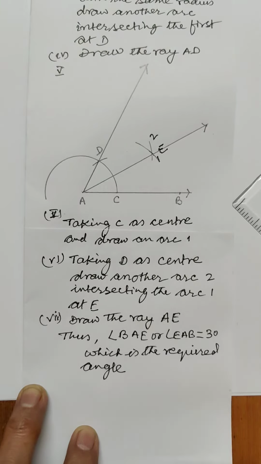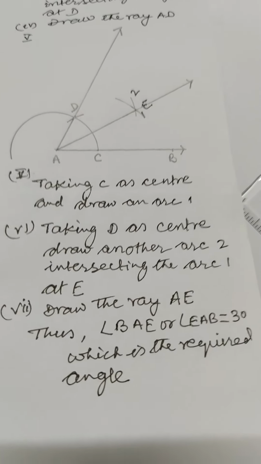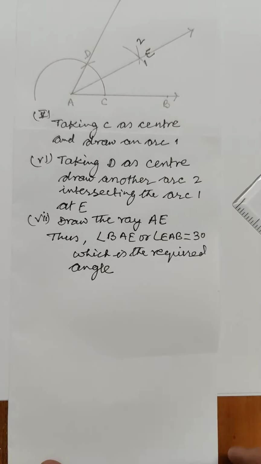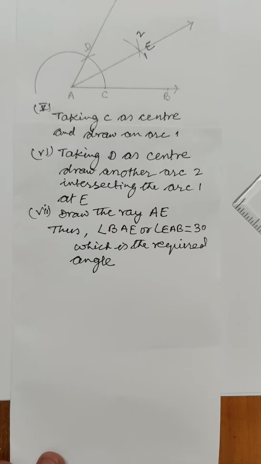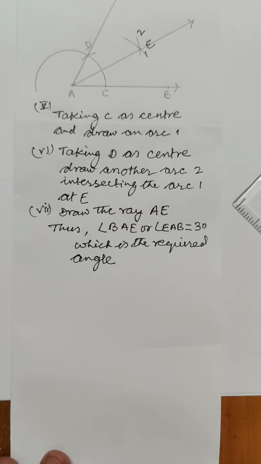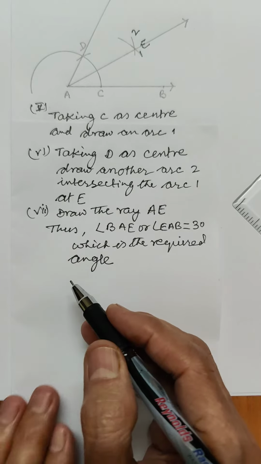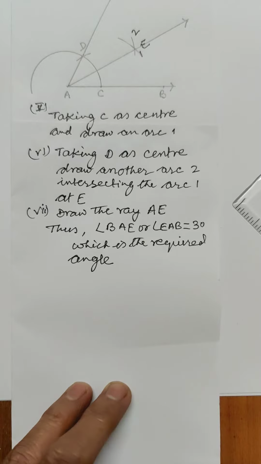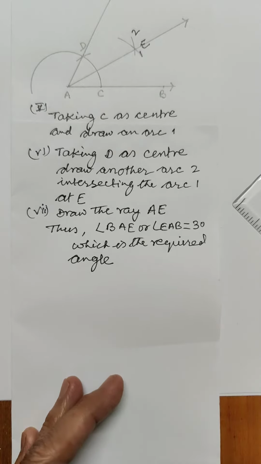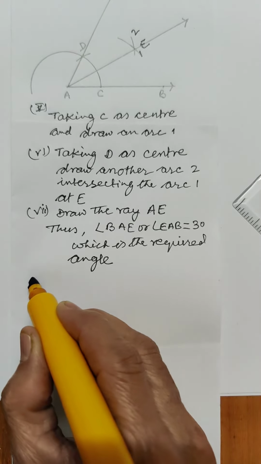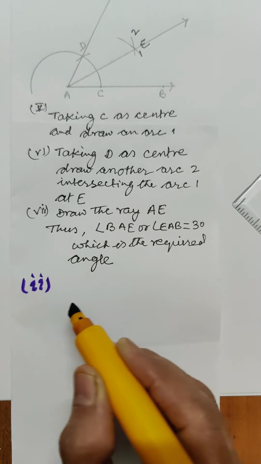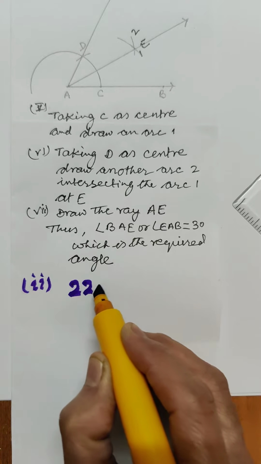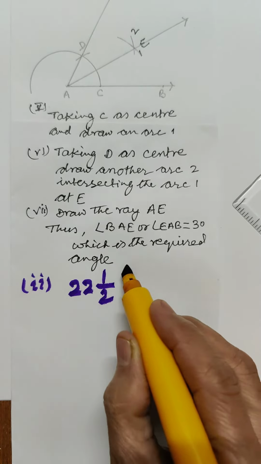For the second part of this question, second part is to draw an angle of 22.5 degree. This was in the examination of 2016 CBSE. Second part of question number 3. We have to draw an angle of 22.5 degree.